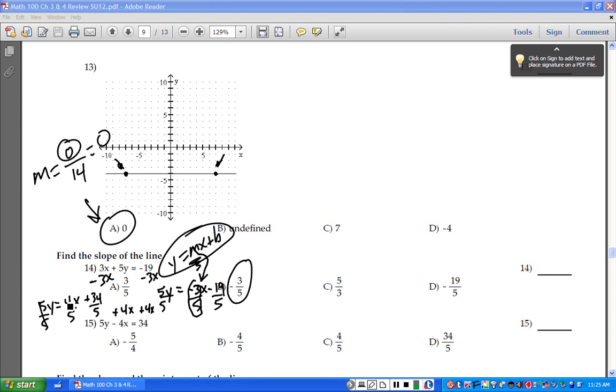And so I have y equals 4/5 x plus 34 over 5. But all I really care about is my slope, my m, which in this case is 4/5. So for number 15, the answer is C, 4/5.